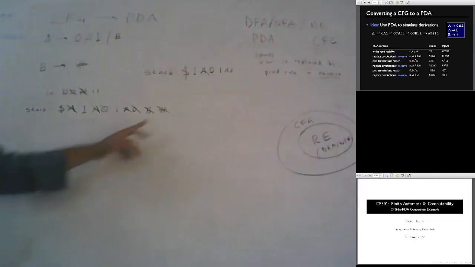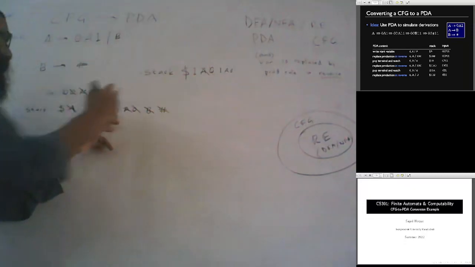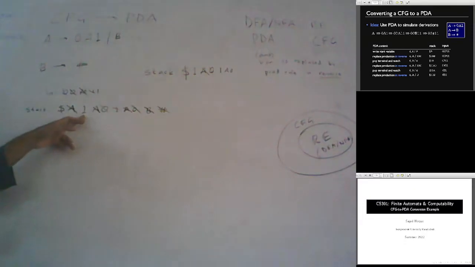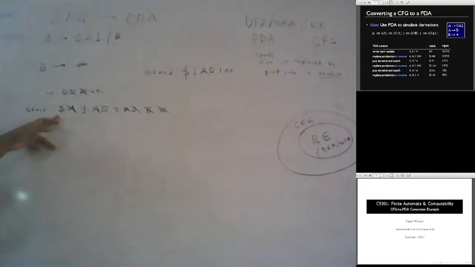And then what do we have at the top of our stack? 1. Let's match. And then we have 1 as well. And we can still match. And then we have the bottom. So when you have the bottom and your input is done, that should mean you're done, the string is accepted.